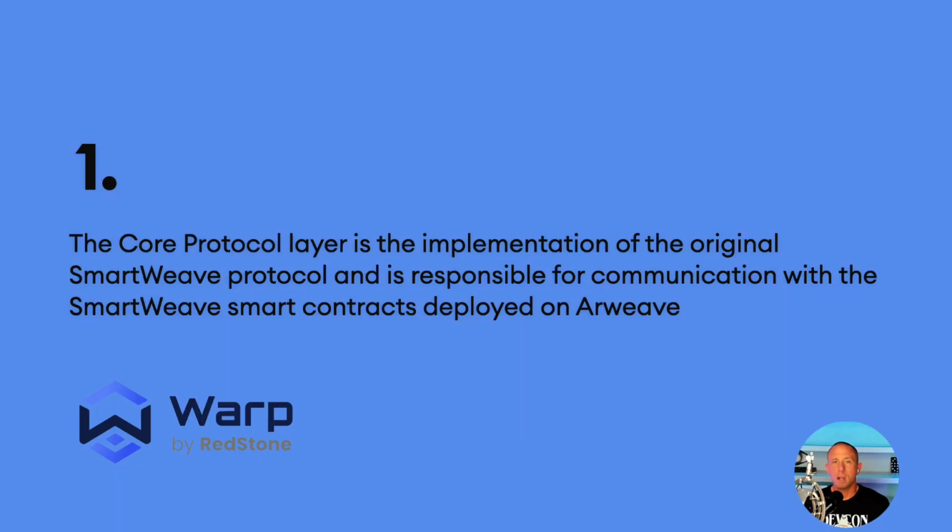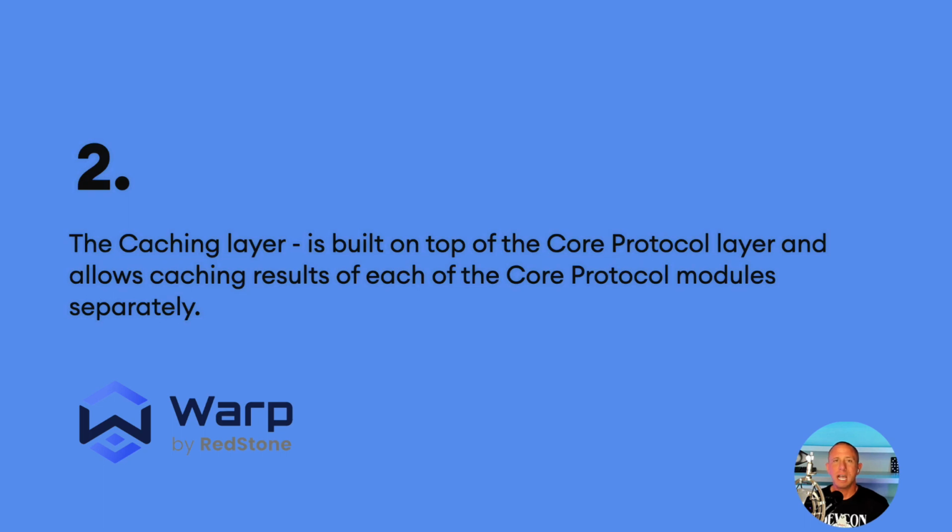The core protocol layer is an implementation of the Smartweave protocol and is responsible for communication with the Smartweave smart contracts deployed to Arweave. The caching layer is built on top of the core protocol layer and allows caching the results of each of the core protocol modules separately. This allows users to retrieve data from contracts with a large number of state updates, but also offers instant transactions and contract availability and finality.